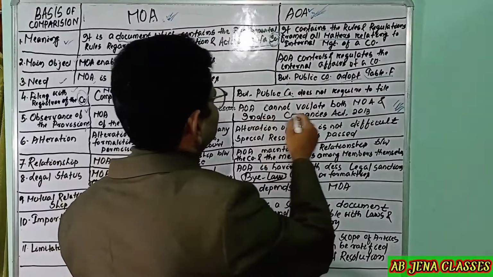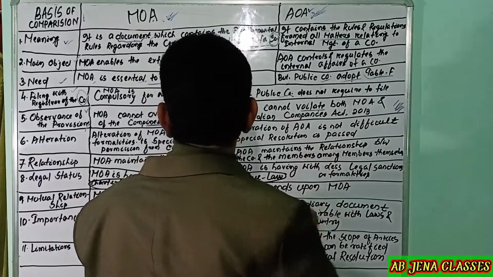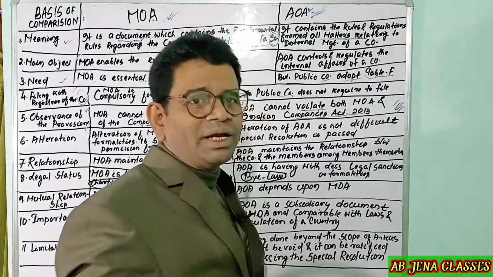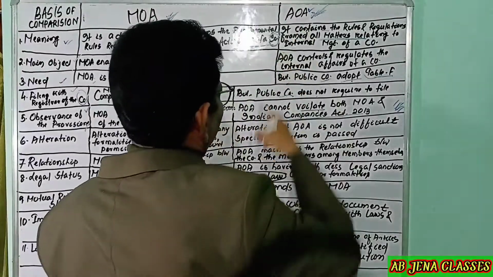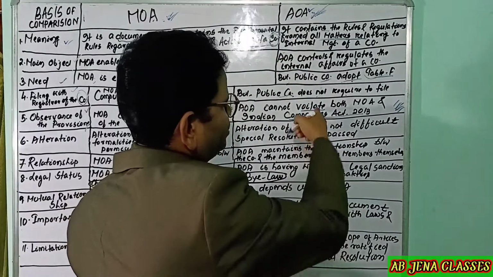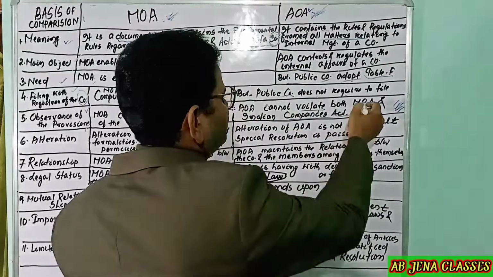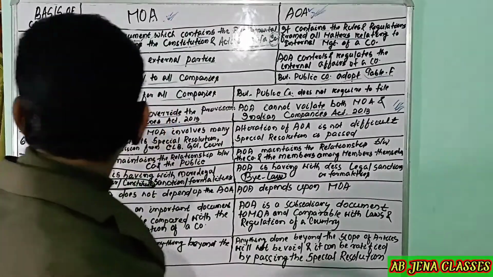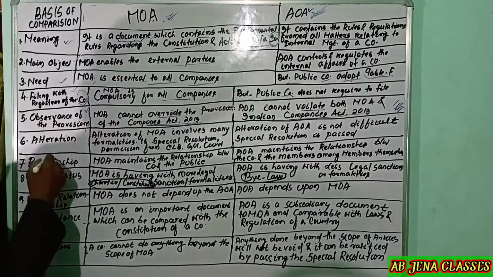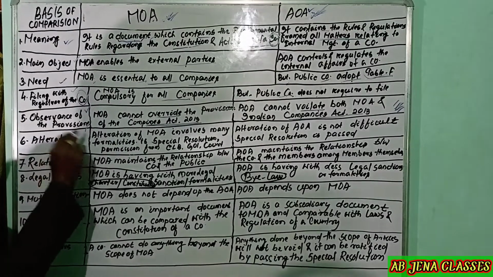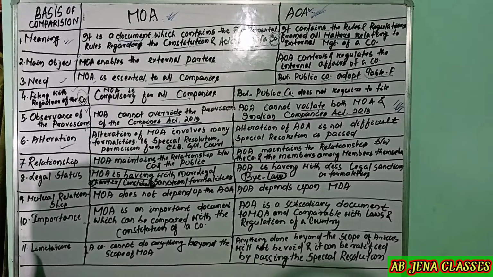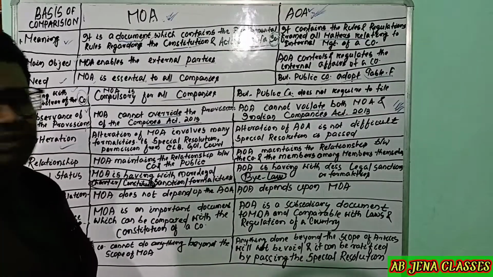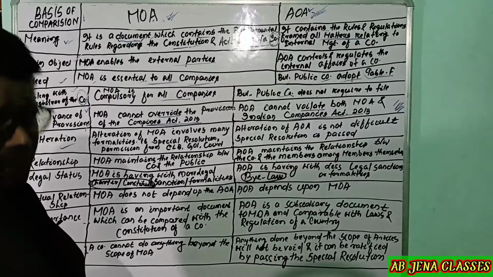Articles of association cannot violate both the Memorandum of Association as well as the Indian Companies Act 2013. Next, the basis of comparison is alteration: whether the Memorandum of Association as well as the articles of association can be altered or changed.